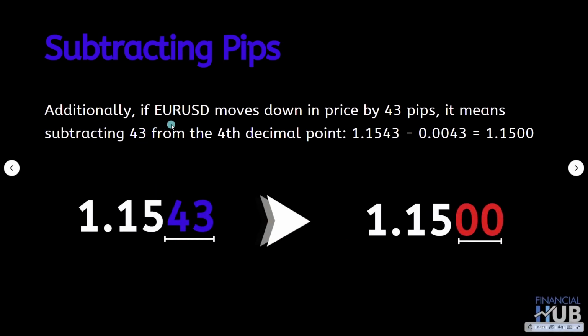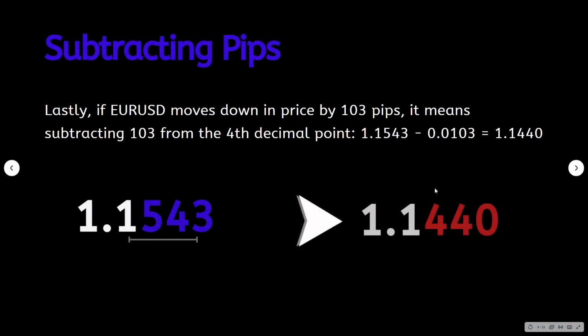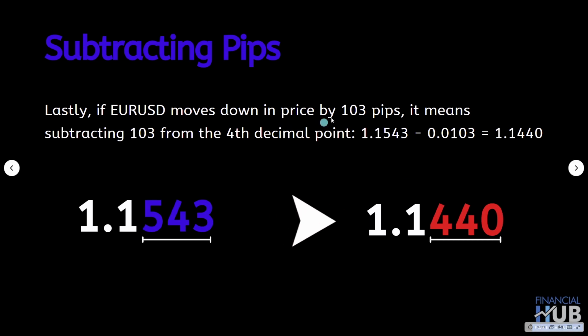Additionally, if Euro USD moves down in price by 43 pips, it means subtracting 43 in respect to the fourth decimal place. So subtracting 1.1543 minus 0.0043 will basically give you that. Lastly, if Euro USD moves down in price by 103 pips, it means subtracting 103 in respect to the fourth decimal point. 1.1543 minus 0.0103 equals 1.1440. So basically that's what you're looking at.